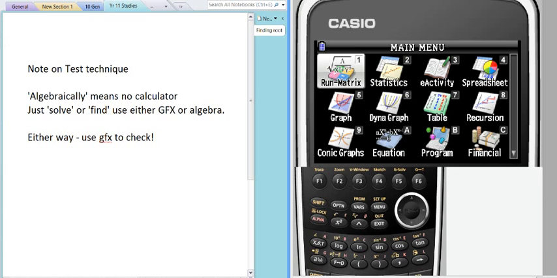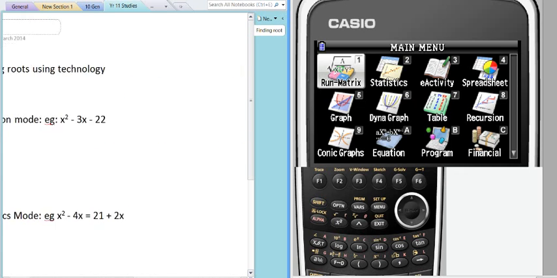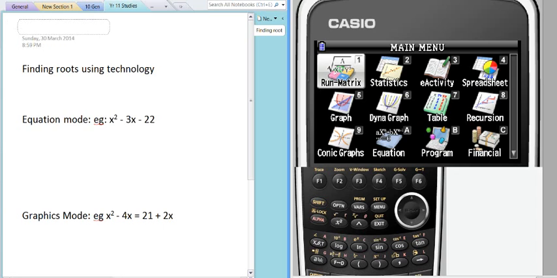However, if at the end of the test you get time to go back and check your answers, you're still welcome to check your algebraic answers using your calculator. Does that make sense? So for example, if you discover the roots are 3 and 7 using algebra, you're welcome to go back towards the end of the test and check that using your calculator. Alright, so finding roots using technology.